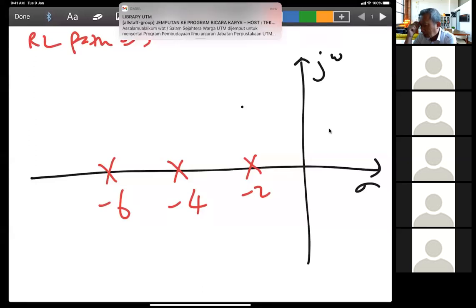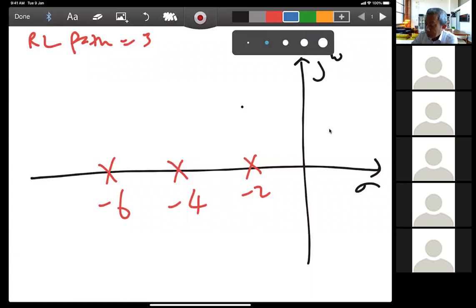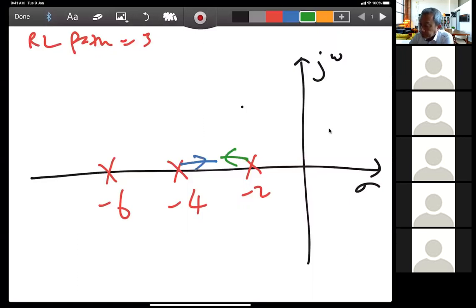But in our transfer function, there are no zeros, am I right? Yes, no zeros. So definitely 3 root locus paths will end at infinity. Okay, one is here, and one is here. And the other one will go to infinity.